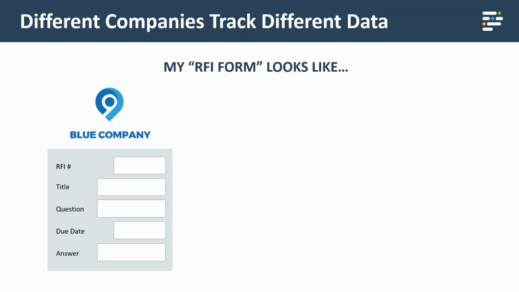The blue company might say, well, I track an RFI number. That's most important, so that should show up first. And then I say a title, a question, a due date, and then an answer. That's what an RFI looks like.